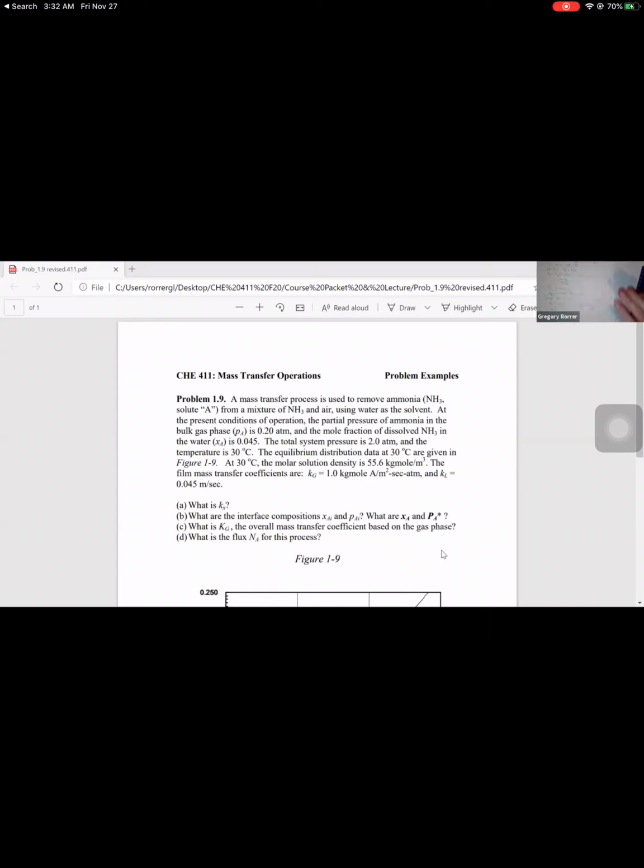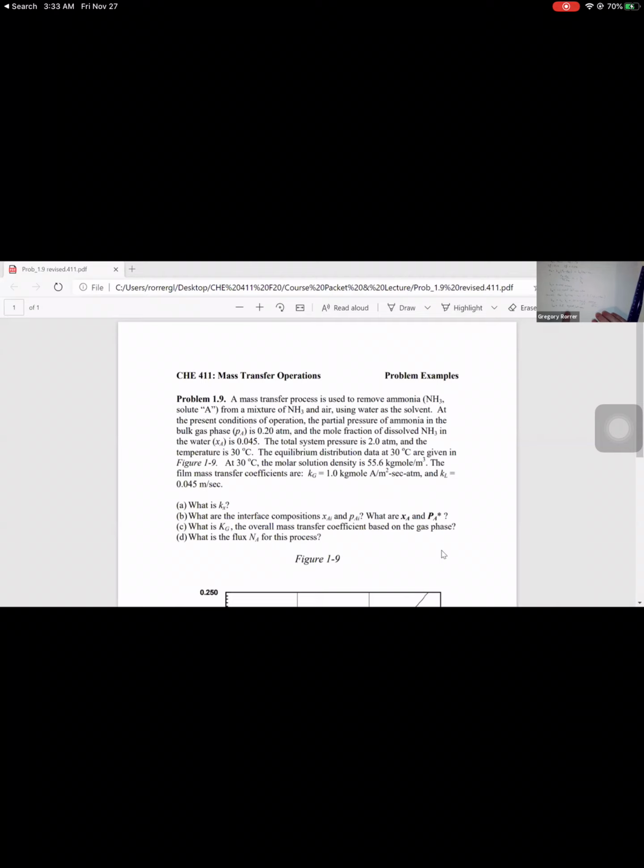And so then we can actually get the numerical value for kx. And notice here that the units changed. They're actually consistent now with flux because it's in a mole fraction driving force.